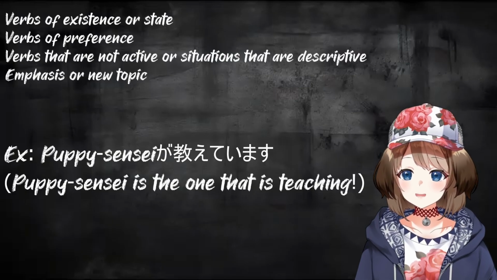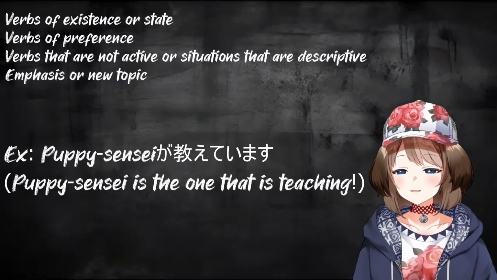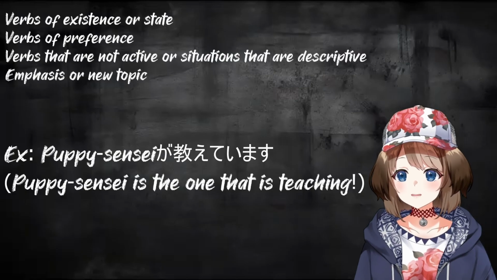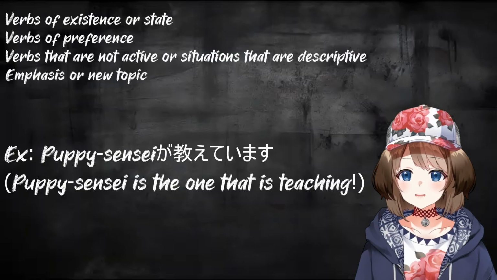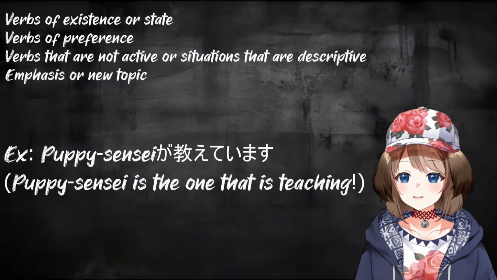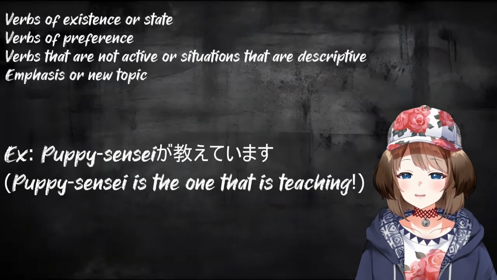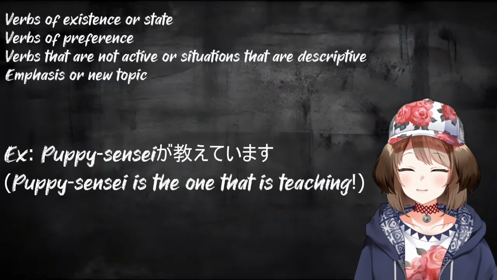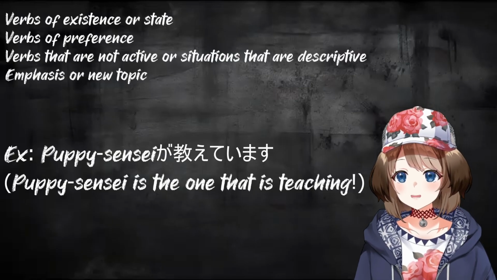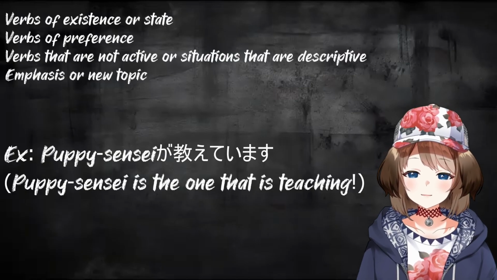We're going to use ga in cases where we really want emphasis to be placed on the subject, or maybe we want to set the record straight that this is the subject that's doing some action. So if somebody told you that manager-sama wa ima oshieteiru, manager-sama is teaching right now, and then somebody else wanted to correct that and say, no, that's not right. That's some kind of misunderstanding. So they may want to correct that misunderstanding with a sentence like, Puppy-Sensei ga oshieteiru. No, it's Puppy-Sensei who is teaching, right? The ga there indicates the emphasis is on me. I'm the one that is teaching.